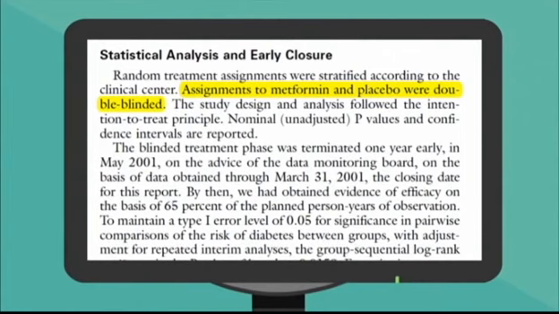In this study, assignment to metformin and placebo were double-blinded, meaning that neither the patient nor the provider knew what pill the patient was receiving. Of course, patients assigned to the lifestyle intervention could not be blinded, neither could their assessor. So there was a reasonable attempt at blinding the study.